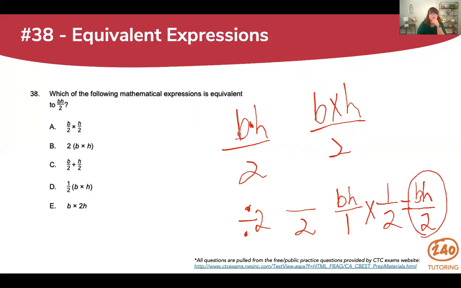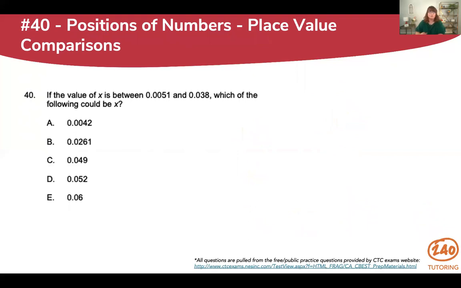So the answer here should be quickly, easy to determine. It is D, 1/2 of B times H. So that one's just, do you understand some basic math principles? All righty. We're going to move on to number 40.